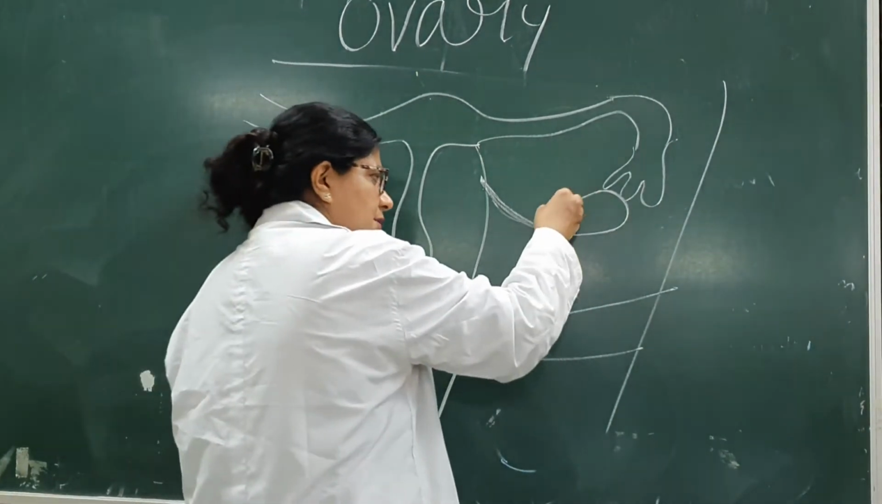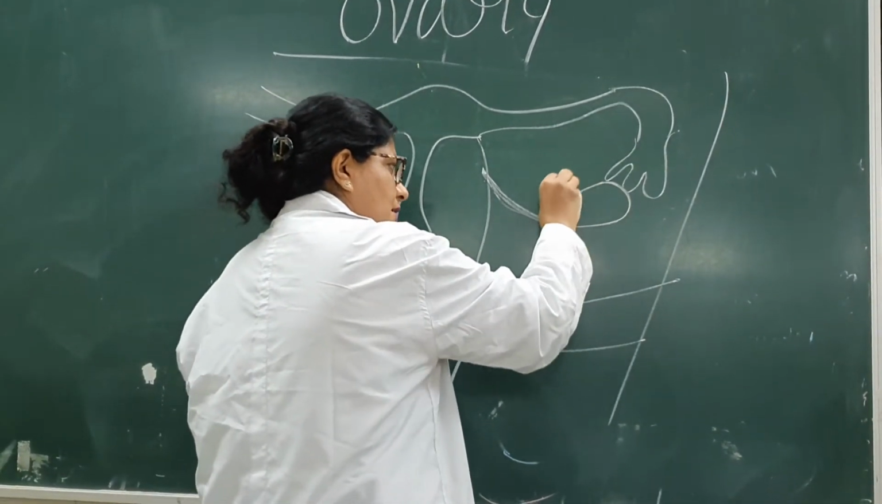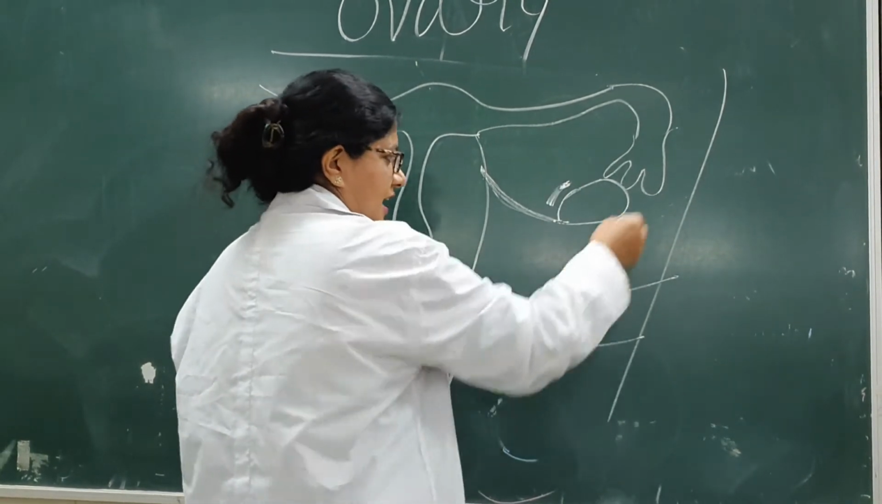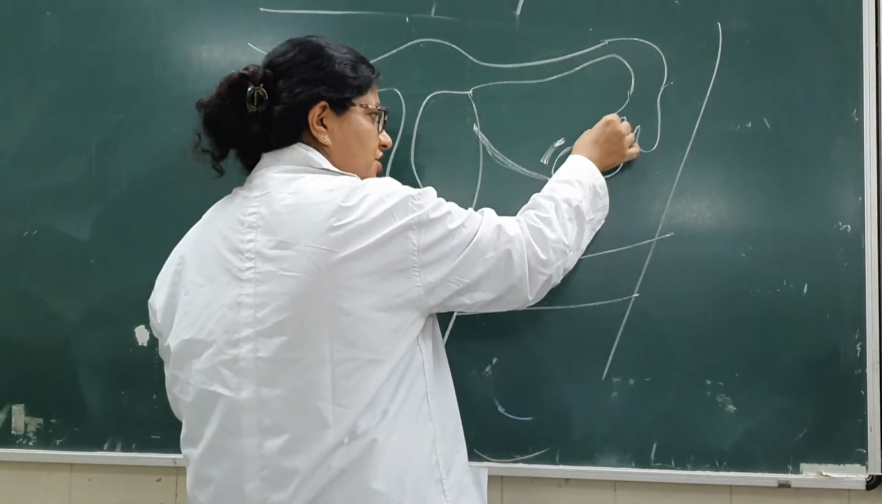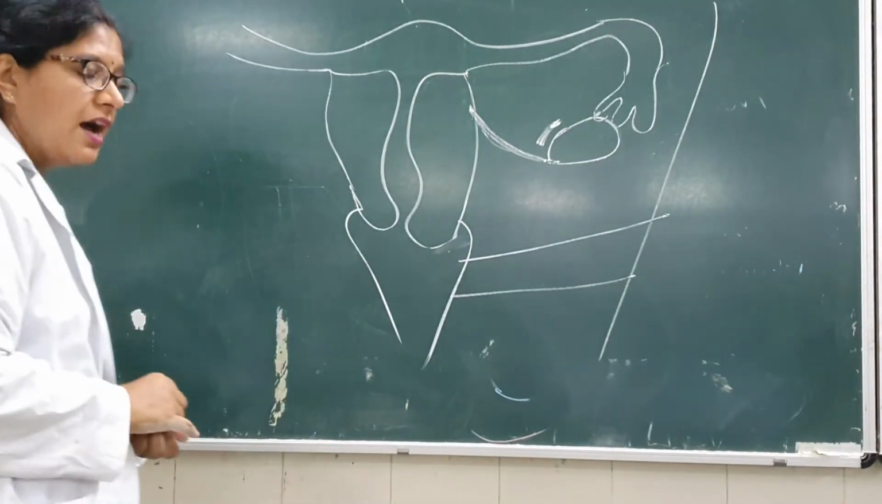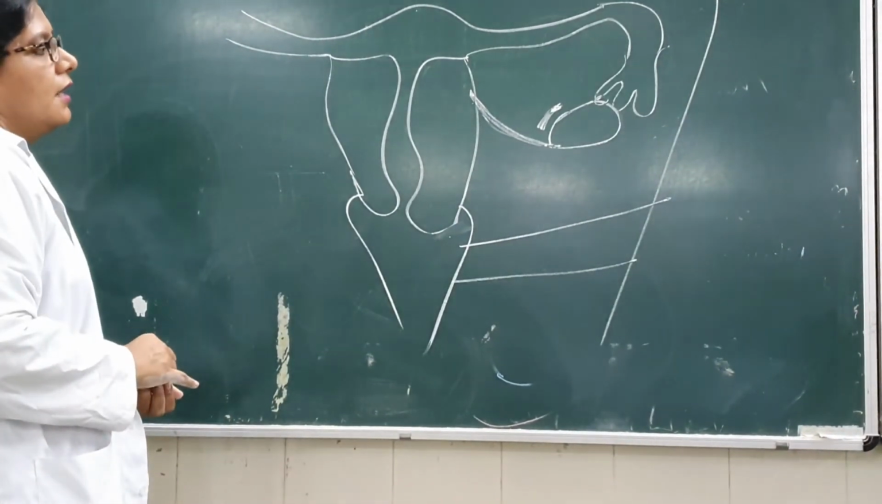So here will be the position of your bursa. And this is the lateral aspect. This is the upper thing which is in relation with the fimbriae. And this is the thing.